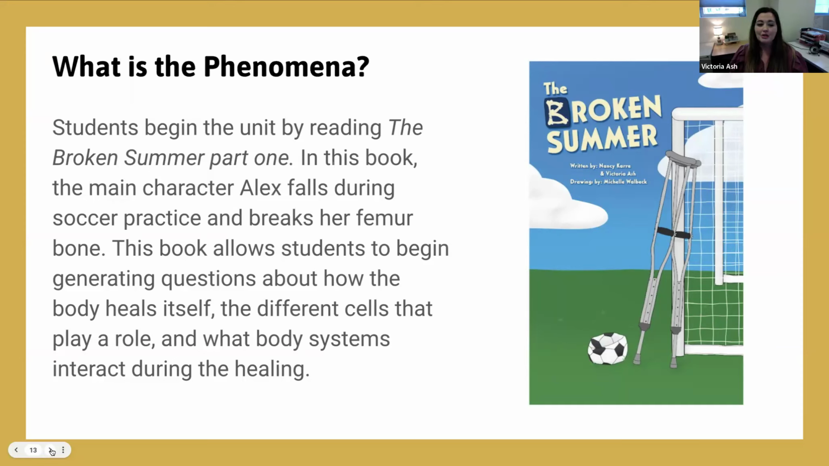And so that starts all of our driving questions about how the body begins to heal itself and what different functions are related or different structures are related in that body healing. So we look at cells, we look at bones, and then we start looking at the bigger cell systems afterward. The Broken Summer is included in all of our kits, and there are 32 copies so that each of your students can have their own copy when you are in that discovery.